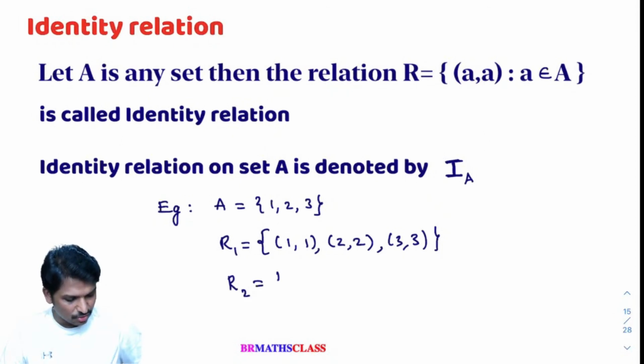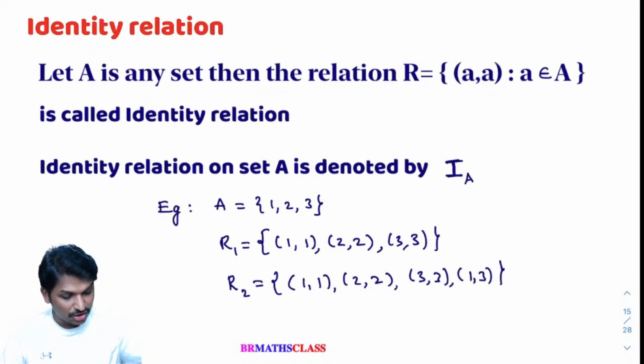I'll name it as R2. I'll take one more relation on this set. I'll take 1 comma 1, 2 comma 2, 3 comma 3, 1 comma 3. Clearly this is a relation on A, because all the elements I chose are from 1 to 3 only.